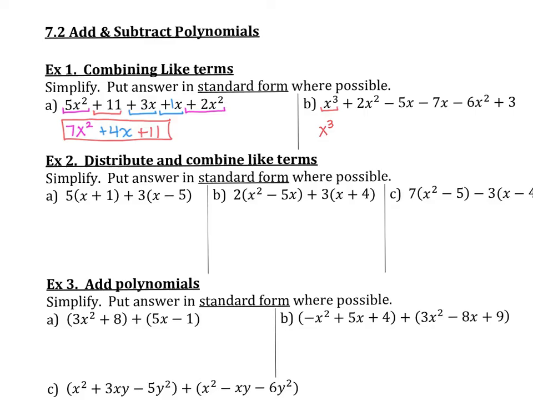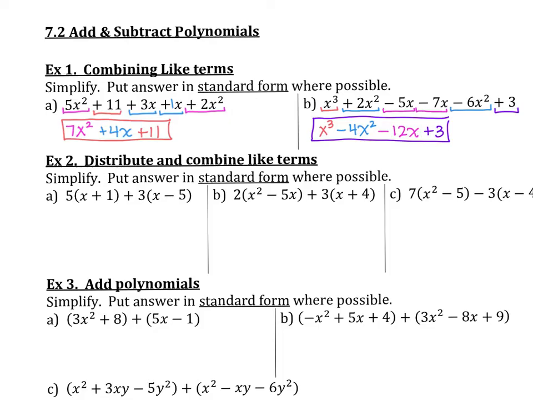Okay, now I'm going to look and see if there's any x to the seconds. I see there's a positive 2x to the second minus 6x to the second. So 2 minus 6 is minus 4x to the second. Let's look for some x's now. I see I have a minus 5x, minus 7x. Minus 5 minus 7 is minus 12x. And I still have this plus 3 at the end, so I'll put the plus 3 at the end. So I combined all the like terms, and let me just check and make sure this is in standard form. If I check it, highest exponent is 3, 2, 1, no exponent, so it's in standard form.